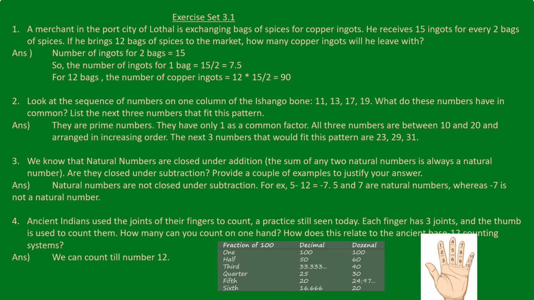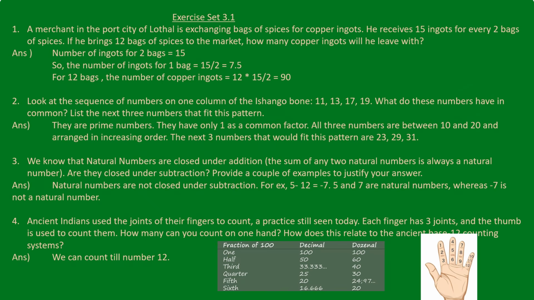Sum number 4: ancient numbers use the joints of the fingers to count, a practice still seen today. Each finger has 3 joints and the thumb is used to count them. How many can you count on one hand? How does it relate to the ancient base 12 counting systems?